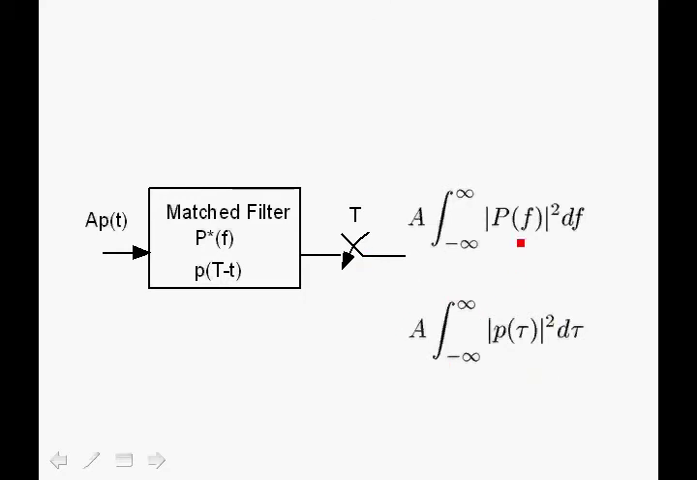And because of Parseval's theorem, we can also express this in the frequency domain, and these two are equal. So at the point that we sample T, we have the maximum signal to noise ratio, and the value at that point is equal to A times the integral from minus infinity to infinity of the magnitude of P(f) squared df.